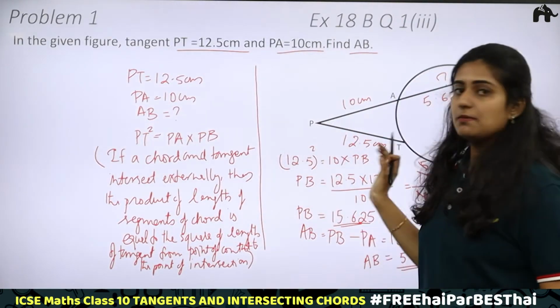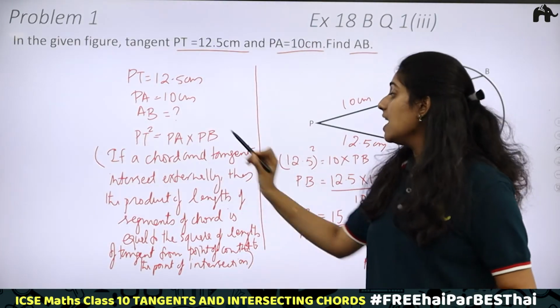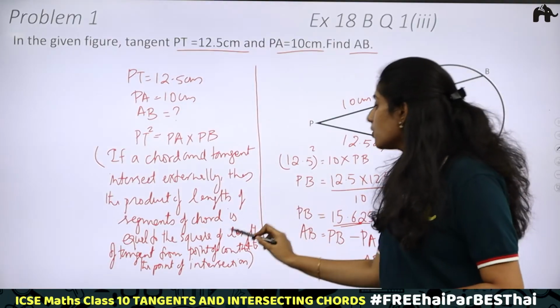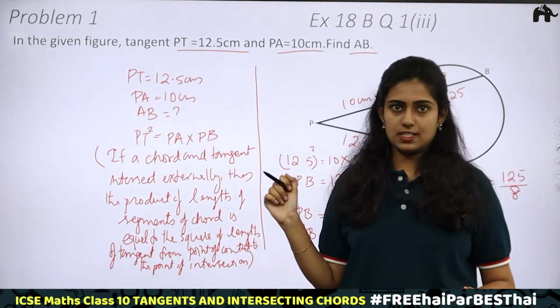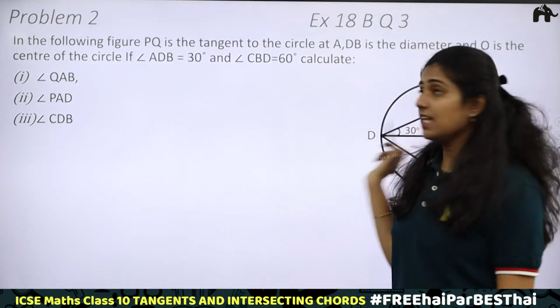So remember this theorem, the statement of the theorem. If a chord and a tangent intersect externally, then the product of length of segments of chord is equal to the square of length of tangent from point of contact to the point of intersection. Okay. Next, problem number 2, question 3 of exercise 18B.